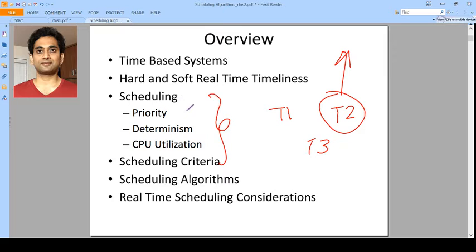So there are certain characteristics that we will look at: priority, determinism, and CPU utilization. And then we will look at criteria that an operating system, a real-time operating system, uses while scheduling different tasks. We will go into different kinds of algorithms. Just because there are different criteria, that fact gives rise to different kinds of scheduling algorithms, and we will finally look at real-time scheduling constraints.